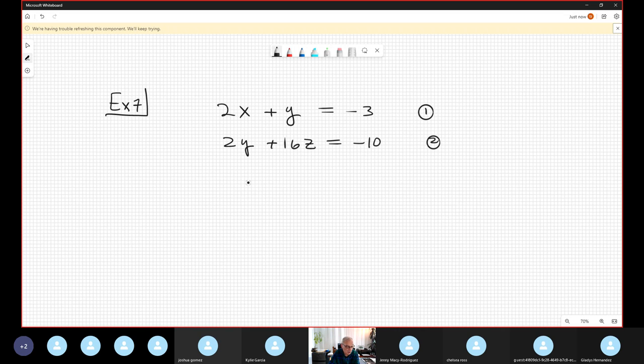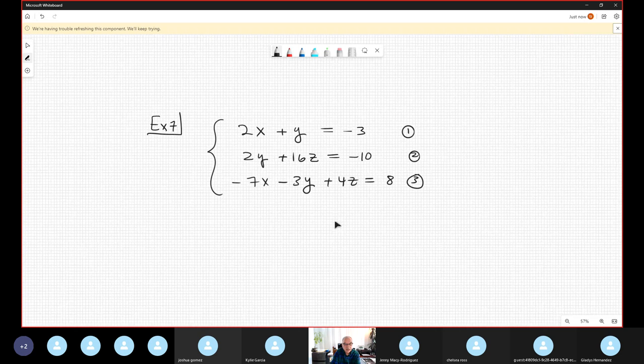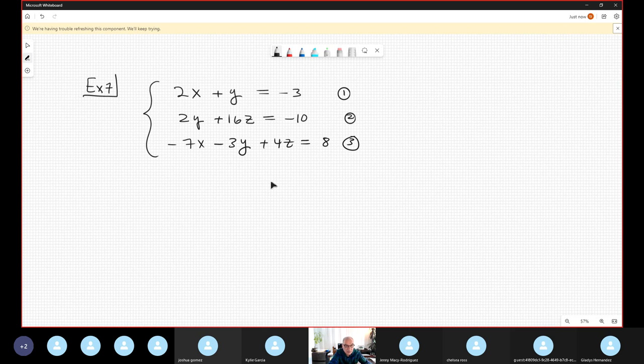Equation 2. And equation 3 is minus 7x minus 3y plus 4z equal 8. The problem is that in one equation, not always but sometimes, some variable is missing. For example, in the first equation, z is missing. In the second equation, x is missing. In the third equation, none is missing. Everything is present: x, y, and z. And the solution is similar. Don't worry too much.